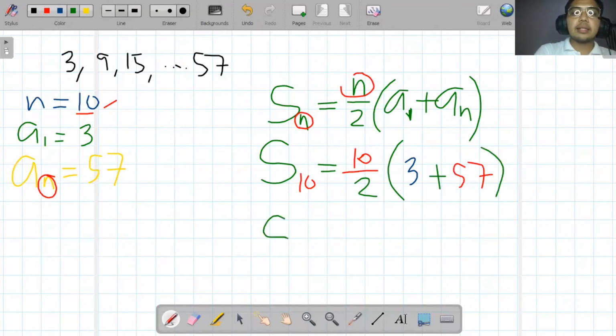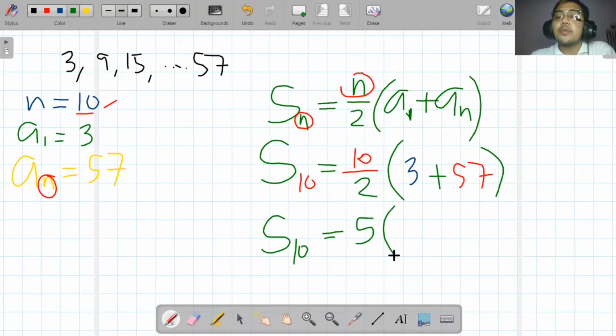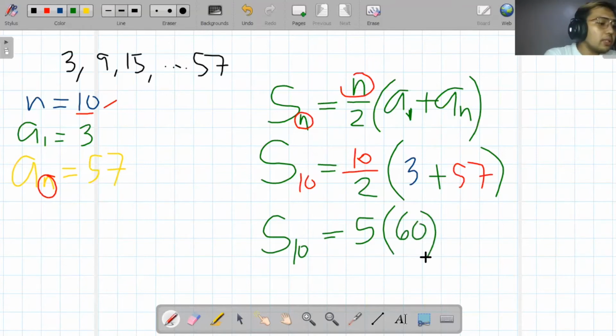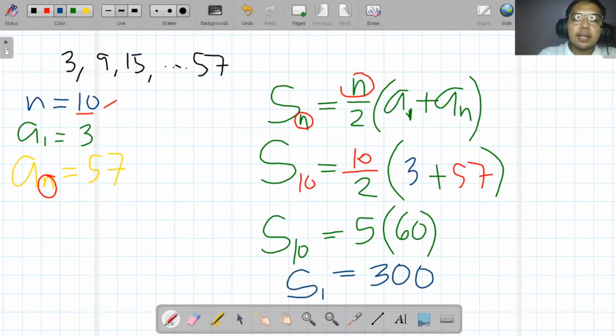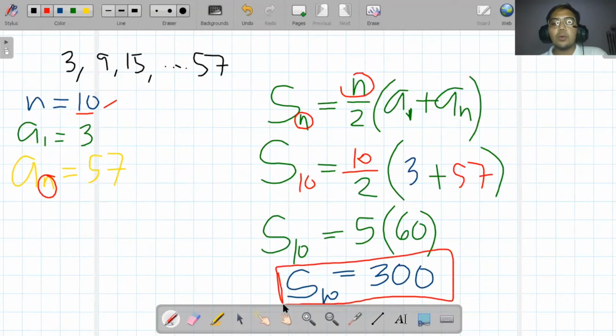We have S sub 10 equals 10 divided by 2. 10 divided by 2 is 5. And then you add what's inside the parenthesis. 3 plus 57 is equal to 60. And then multiply. So 60 times 5, that's how much? 5 times 6 is 30. Then there's 0, so that's 300. So therefore, the sum S sub 10, the sum of the 10 terms from 3, 9, 15, and so on, is 300.